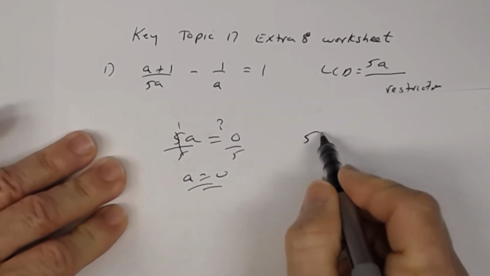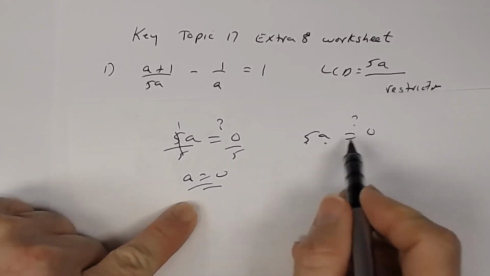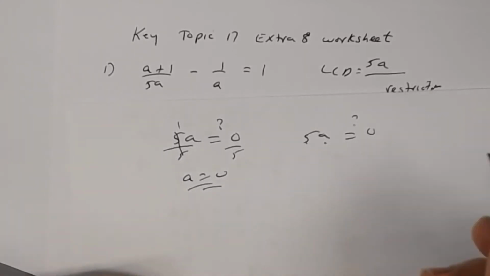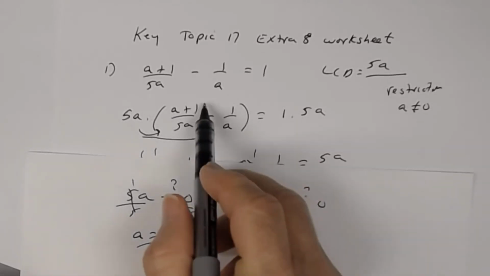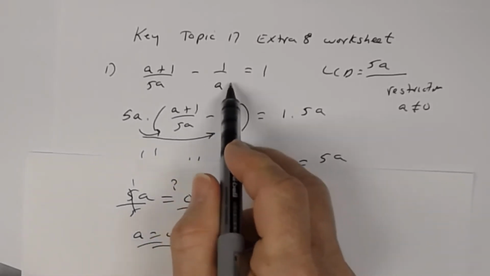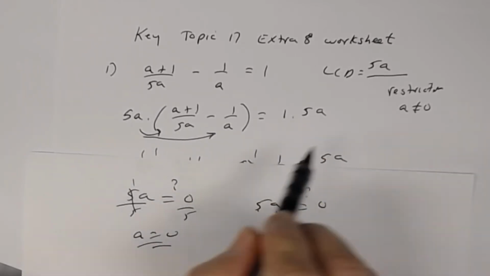So the question was, where is 5a equal to 0? Well, when a is 0. It kind of makes sense because 5 times 0 is 0. So my restriction would be that a cannot equal 0. And if I go to the next one, same thing here. See, there's a. When is the denominator 0? When a is 0.